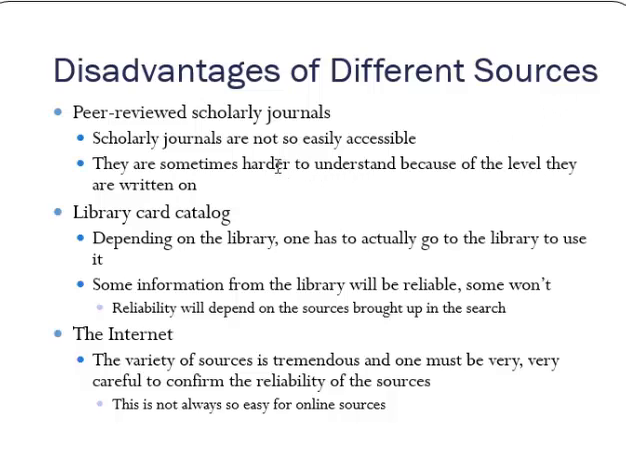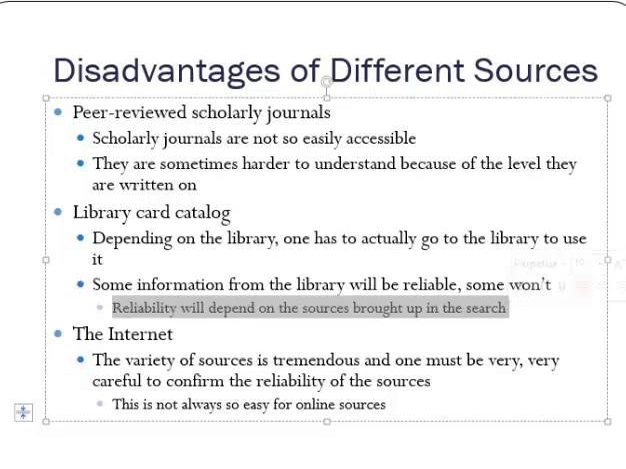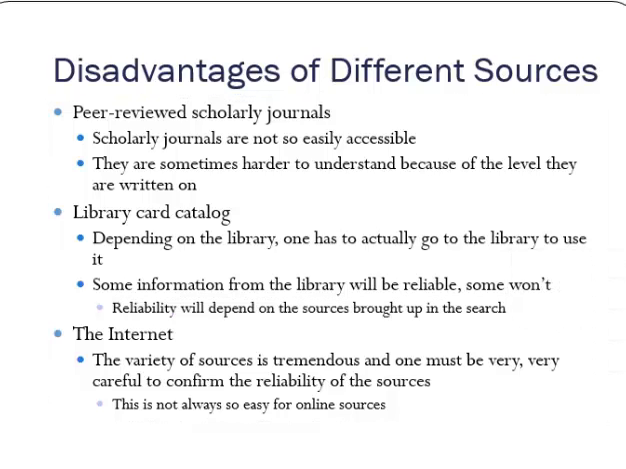They're sometimes harder to understand because they're written on a higher level. The problem with a library, first of all, you actually might have to go to the library. That's one possibility. And also some information will be reliable, but reliability is not guaranteed just because something's in a library. There are a lot of books in the library that have unreliable information.